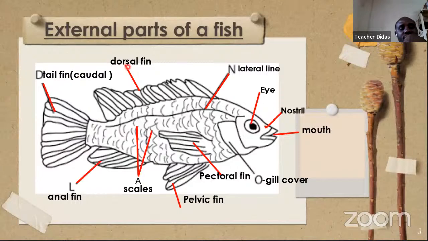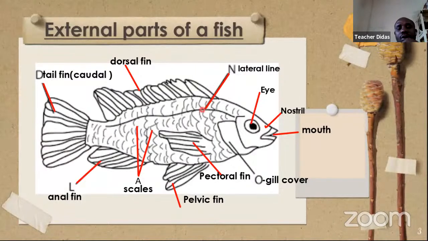When you look at the dorsal fin, its main work is for protection. When you want to touch the fish, it has some hooks, some horns, some call them thorns, which it uses to protect itself. They are very strong and sharp.